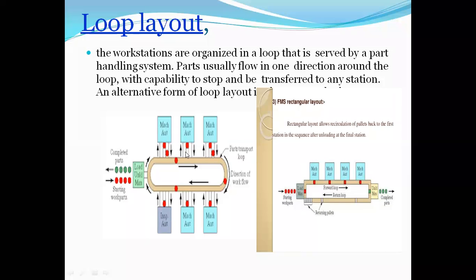These are the workstations. The components will go to one and come out again, then go to the next and come back, and like this they will go to all the workstations, and again they will be unloaded at the same point where they were loaded. This is one kind of loop layout. There is one more kind where the components may be loaded at one end and unloaded at the other end. If it is such a kind, then the machines will be kept in only one direction or only one side, not on the opposite side. This is about the loop layout.